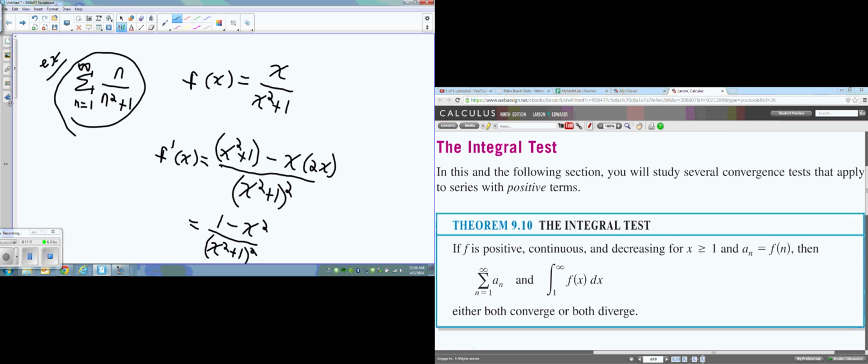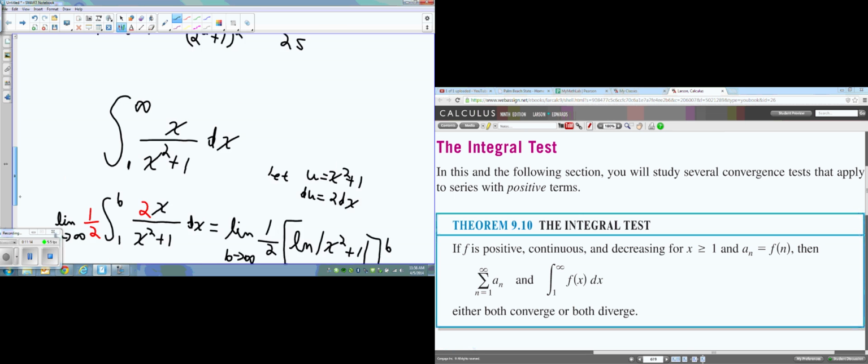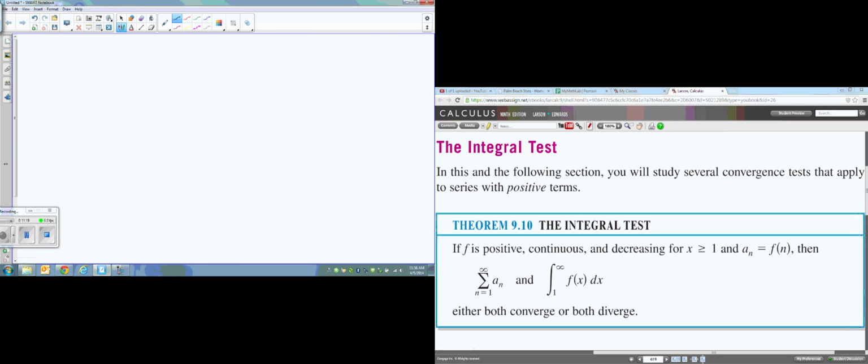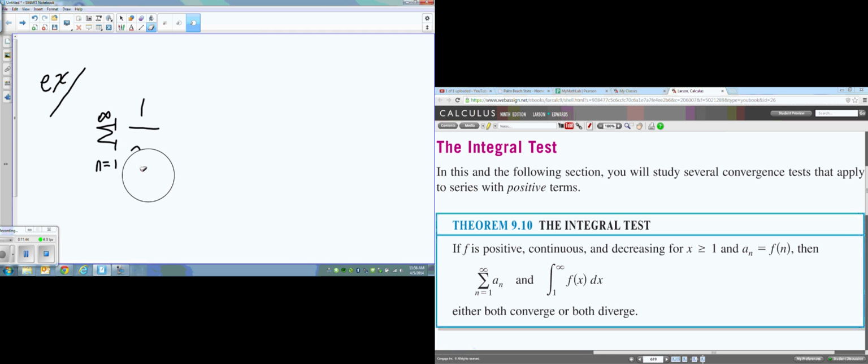Okay, now let's take a look at one more example here. All right, let's get rid of this. I want to take a look at this example here. I'm going to look at the sum from n equals 1 to infinity of 1 over n to the power of p.